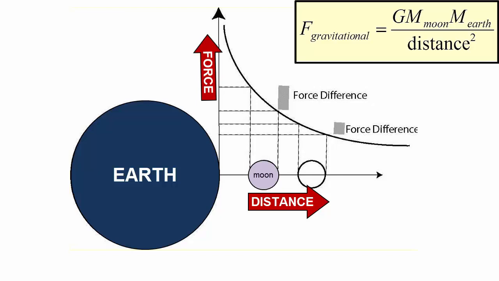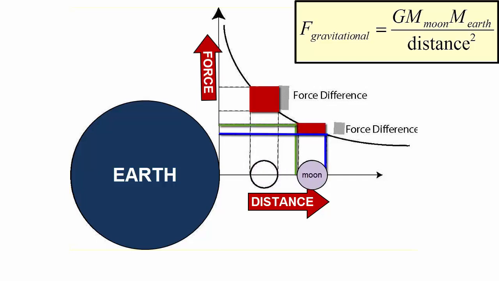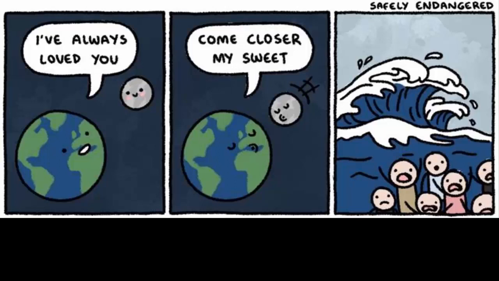So let's look at what happens when you move the Moon or any object further away. For the close Moon, when we take the difference between the near side force and the far side force, we get a force differential this large. When we move the Moon further away, we see that the near side and far side forces vary less. The force differential is smaller, so the tides would be smaller. This cartoon says the same thing in a much more clever way.